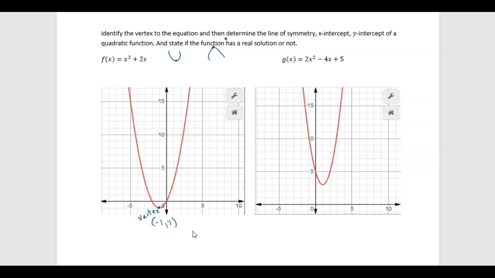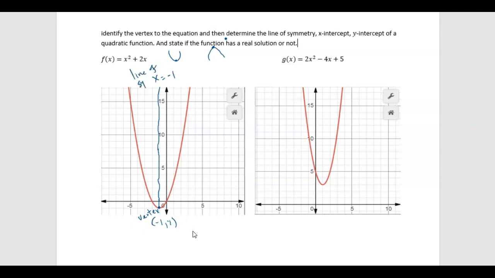Now that you've got your vertex, you also have your line of symmetry. To find your line of symmetry, you draw a straight vertical line from the vertex. That is your line of symmetry, and you'll notice that it splits the parabola into two halves. That line is crossing negative 1. A vertical line always has x equal to something, so your line of symmetry is x equals negative 1.